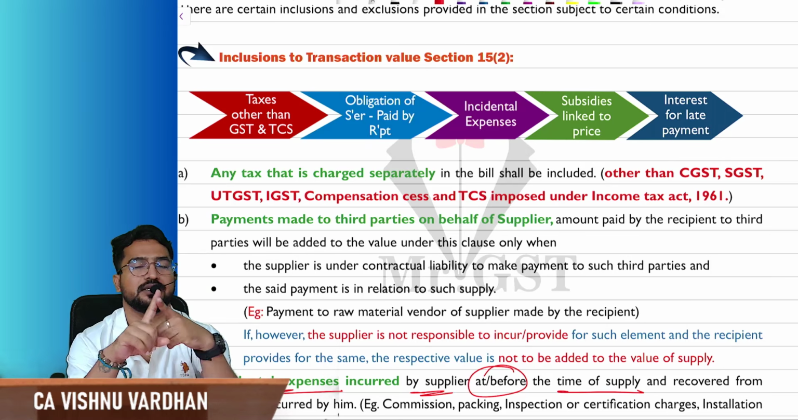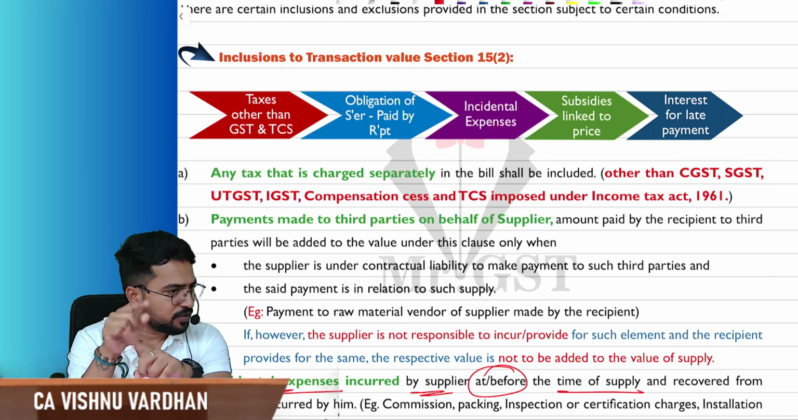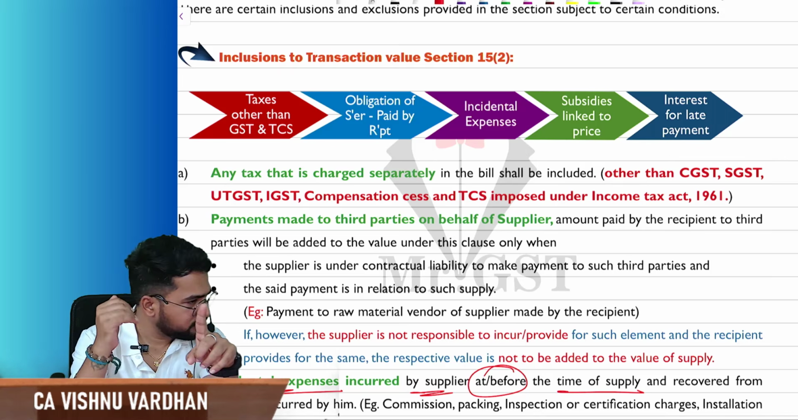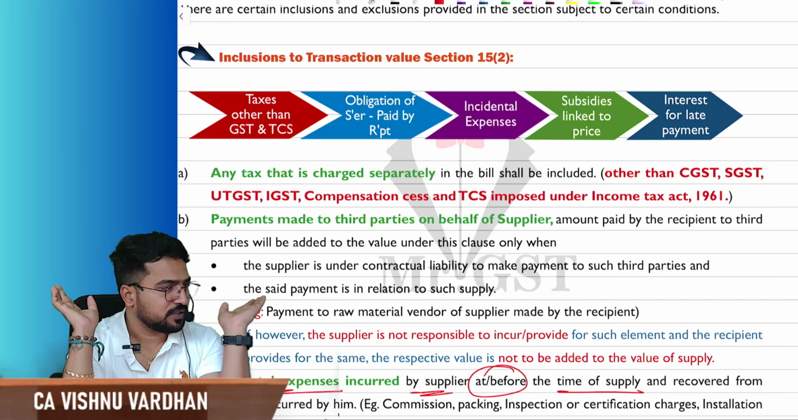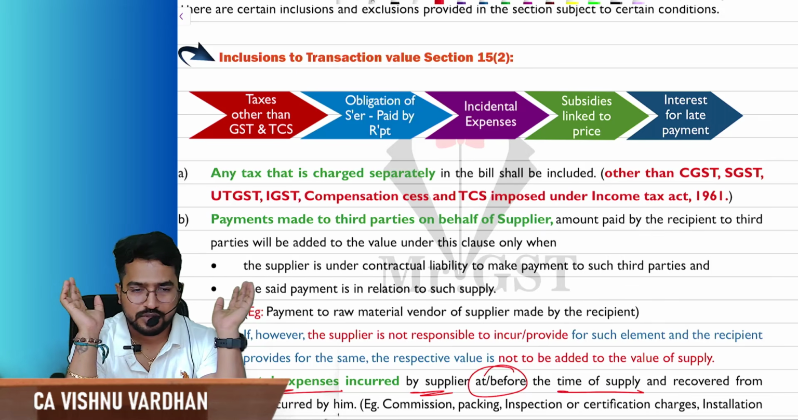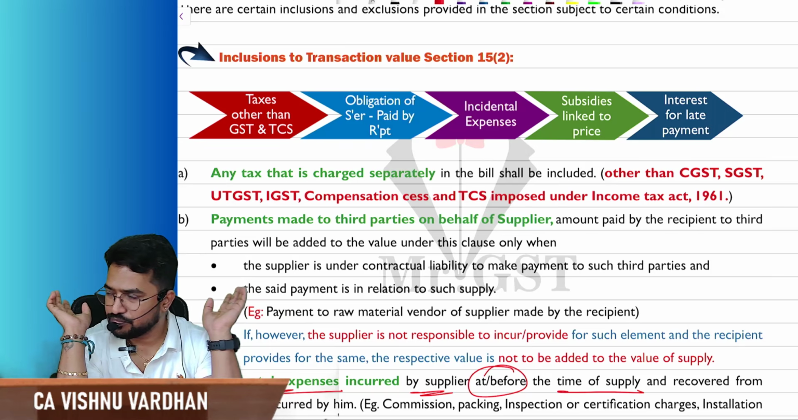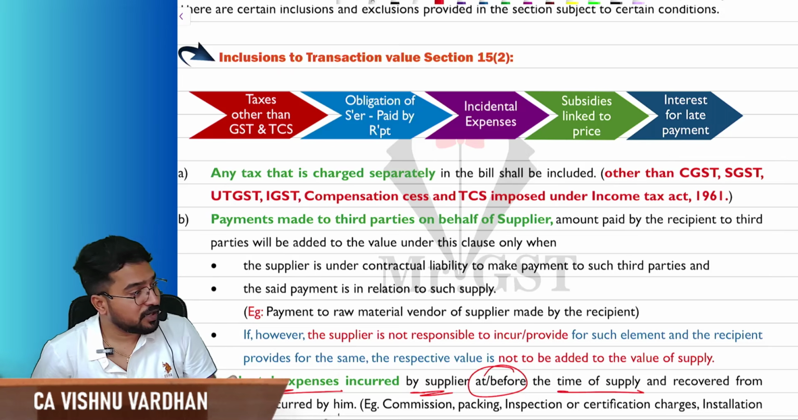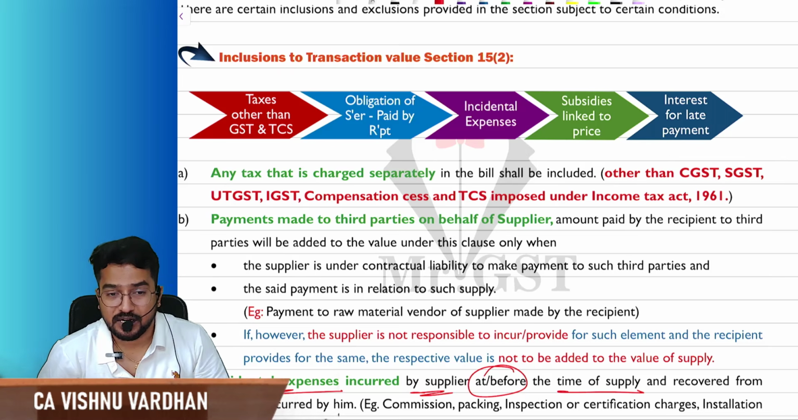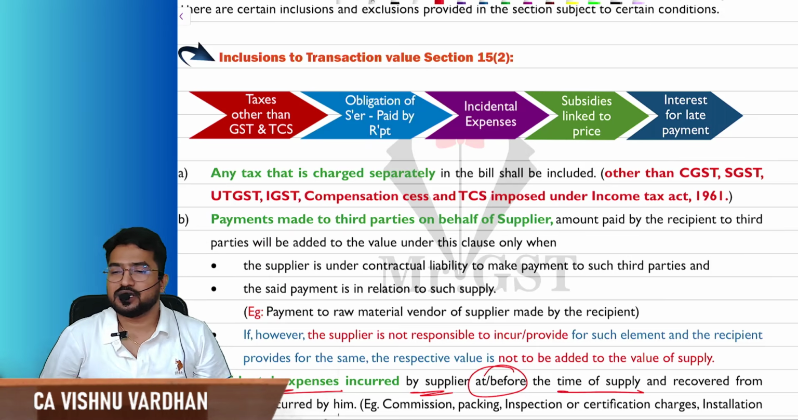Are you understanding the point? Is the subsidy directly linked to price? Because of that subsidy only my price is dropped. Is it received from any person other than the central government? Then it will be added to the value of supply. Hope it is clear for you. Shall we continue? So, simple one. Now imagine the same agreement, same MOU, same memorandum of understanding, I am entering with the Karnataka state government.